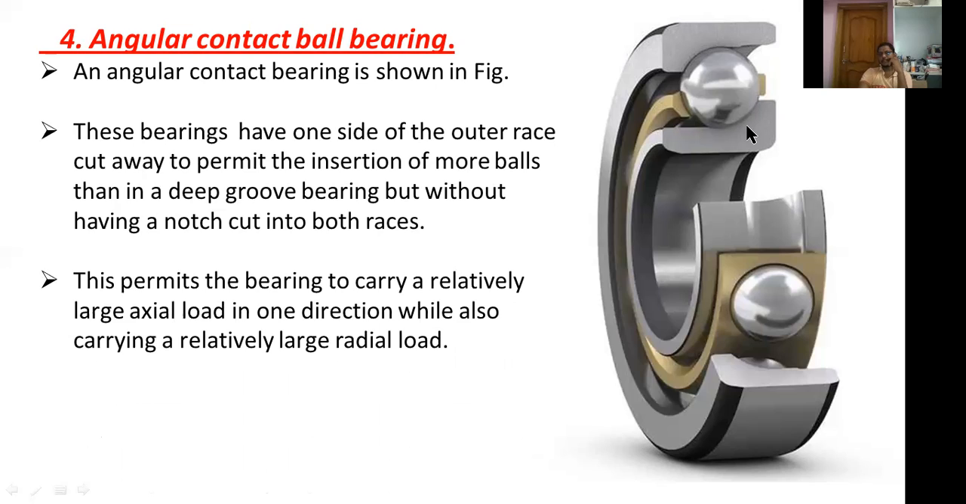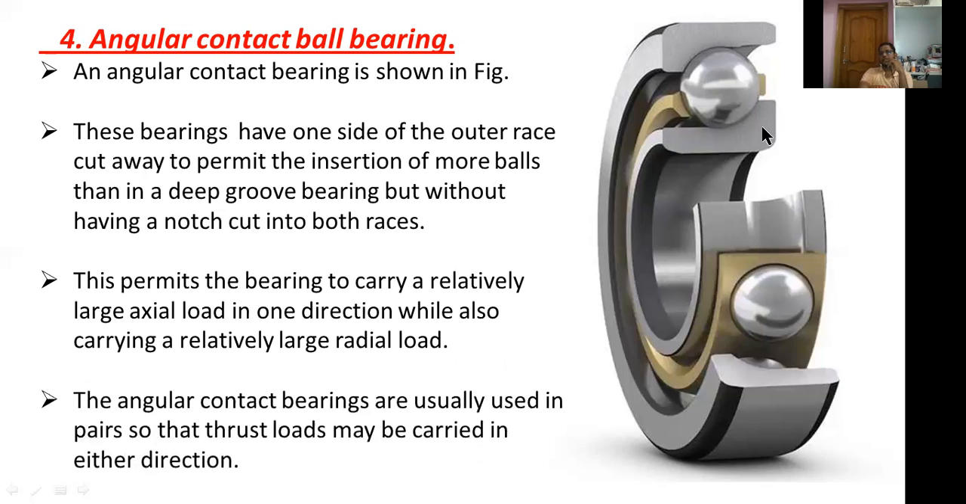This permits the bearing to carry a relatively large axial load in one direction while also carrying a relatively large radial load. The angular contact bearings are usually used in pairs so that thrust loads may be carried in either direction.